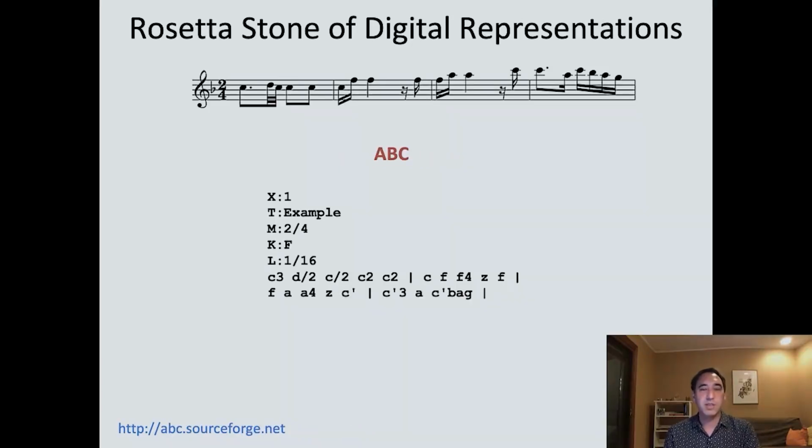Here is another format. This is primarily used for folk songs, called ABC, and we can see, for example, maybe that's the title of the piece. 2/4, key is F. L means the smallest possible encoding is a 16th note, and then we see that C is worth 3 of those 16ths. D is worth, I guess, 1/2. C is 1/2. C is worth 2 of those. That's the 8th note. C is worth 2 of those. We have a bar line, and so on. And we can see that the high C is encoded with C with an apostrophe after it.